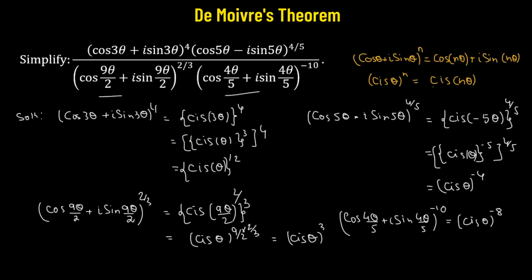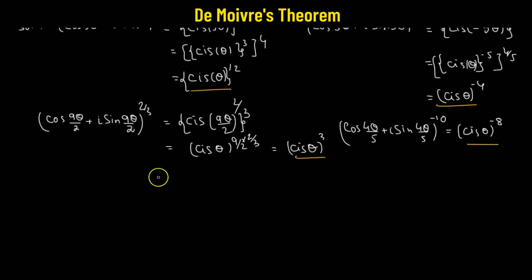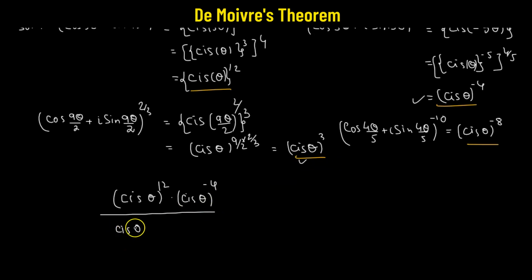Now that I have all the expressions written in this simplified form, we have 4 of them. Now we'll write each of them in place of their original expression. So the expression will now become cis of theta whole raised to the power of 12, multiplied by the second expression, which is cis of theta raised to the power of negative 4, divided by the third one in the denominator, which is cis of theta whole cubed, and the final one will be cis of theta whole raised to the power of negative 8.